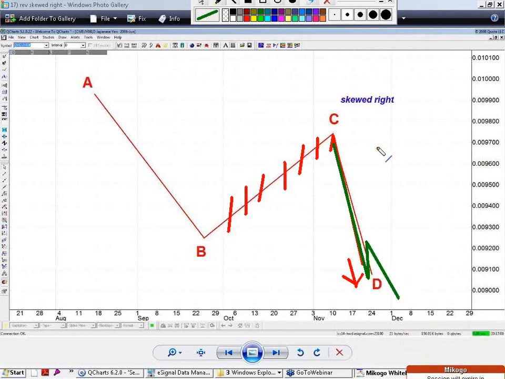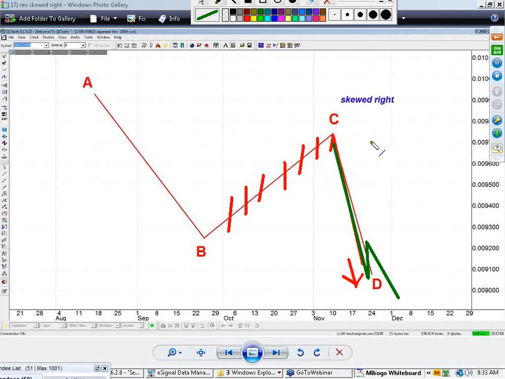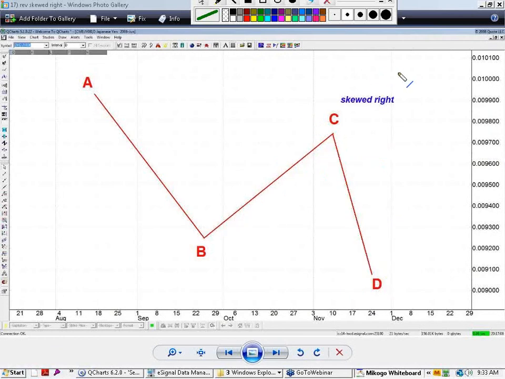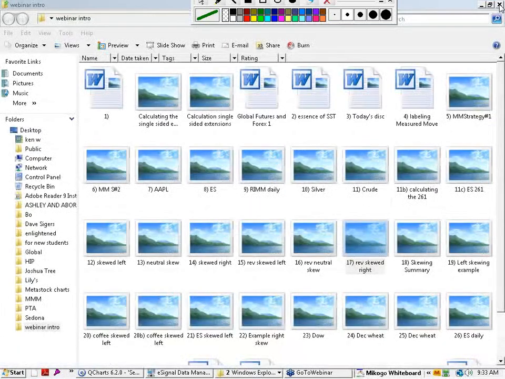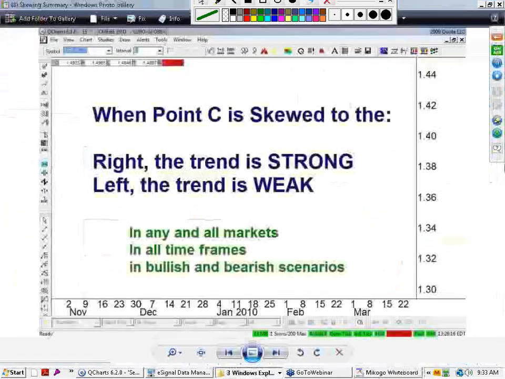Now you know that it has slowed down this downward thrust. So from a skewing perspective, if it flips from right to left, it is slowing down. If it flips from left to right, it is speeding up. So this is the kind of thing that we can use skewing on. Okay. Now the magnitude of the skew is very important. But before we do that, let's talk about the summary.